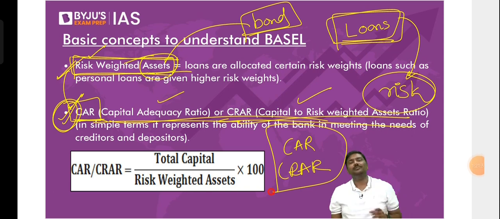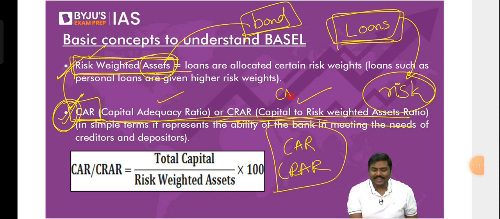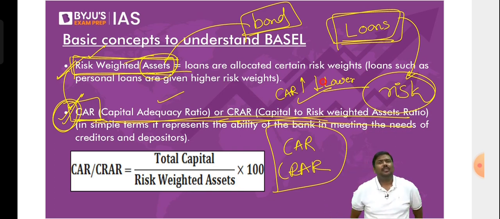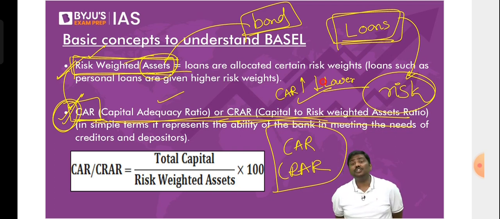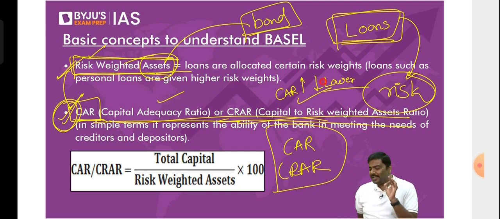Now, let me ask you a very simple question. Which one would you prefer? A higher capital adequacy ratio or a lower capital adequacy ratio? Imagine you are the regulator, RBI. Which one would you prefer? Banks having a higher capital adequacy ratio or a lower capital adequacy ratio? Most have answered correctly. The capital adequacy ratio should be higher. Sir, why? My answer is lower. You tell me why lower is wrong.